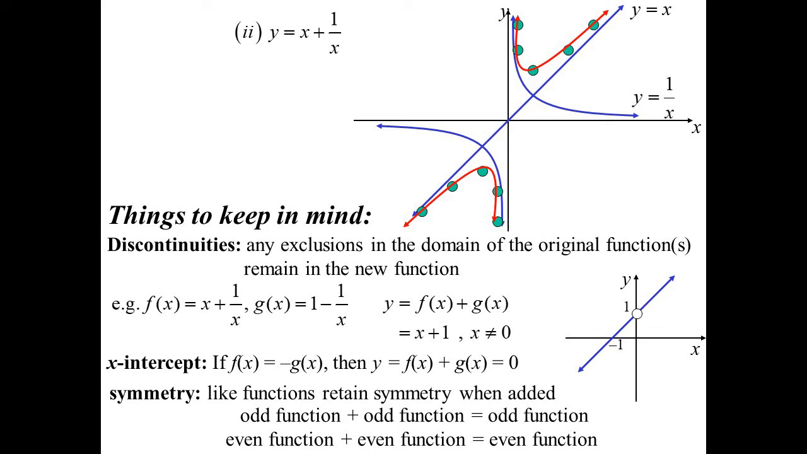If you're adding two odd functions together, which is what we did up here with x plus 1 on x, they're both odd functions, then your new function should also be odd. And if you look at our red curve there, yeah, it is odd. But the same thing happens with even functions. If you add an even function with an even function, then the result should end up being an even function. Add an odd with an even, nah, your symmetry is going to be lost.